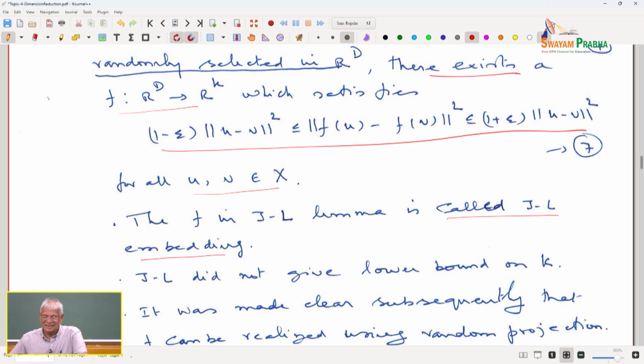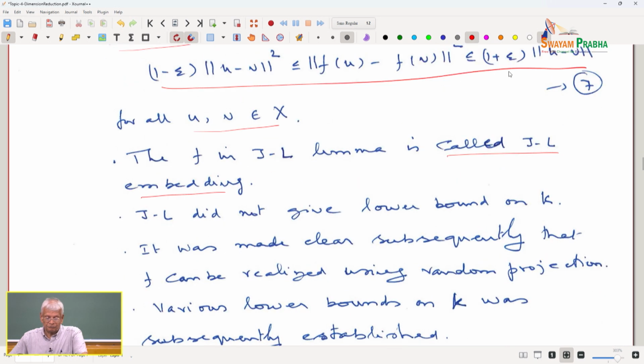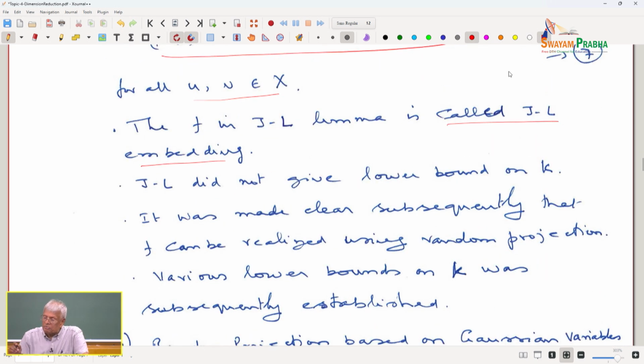There exists a mapping. JL did not give the lower bound on k. They simply said there exists a lower bound. It is the computer scientists who came after the publication of the JL lemma, in the early 90s, within a span of a decade. It was very well understood within the computing community, and the importance of that was well recognized. They started refining some of the claims. So they wanted to find out how small k can be.